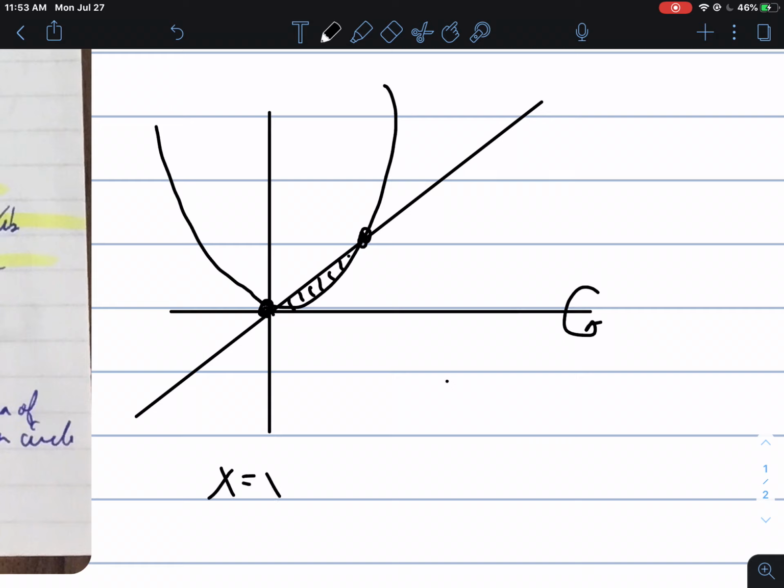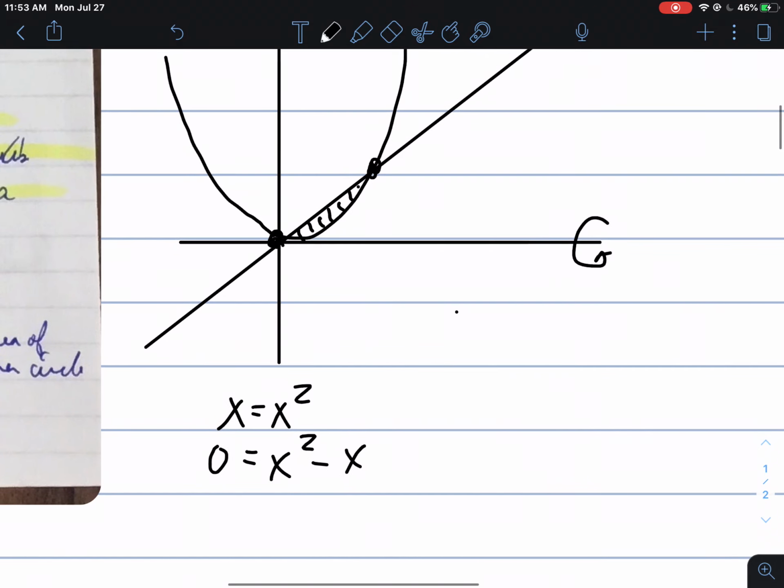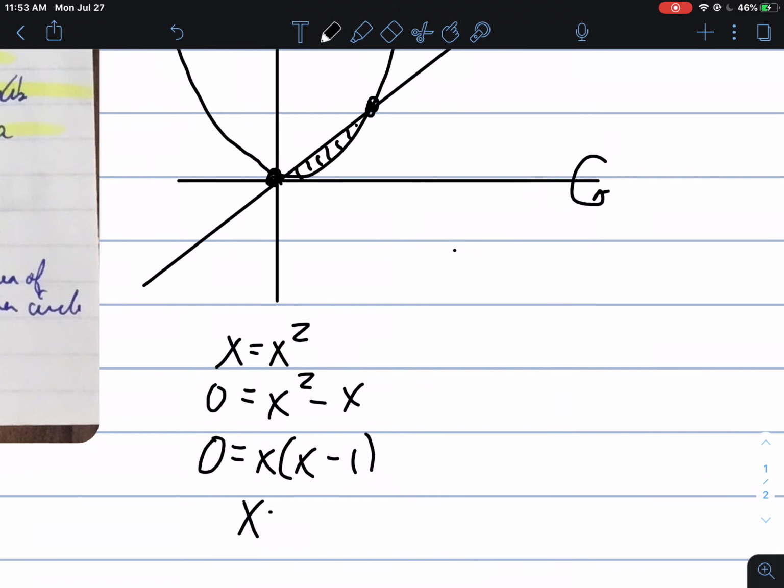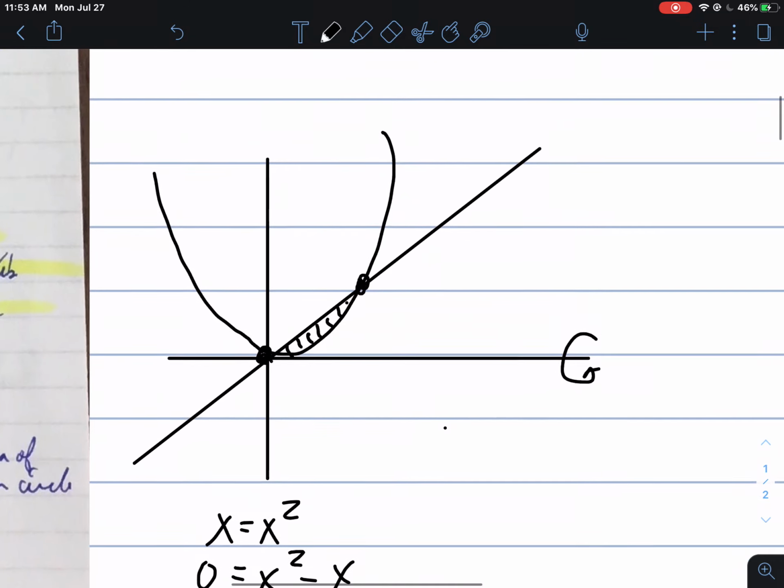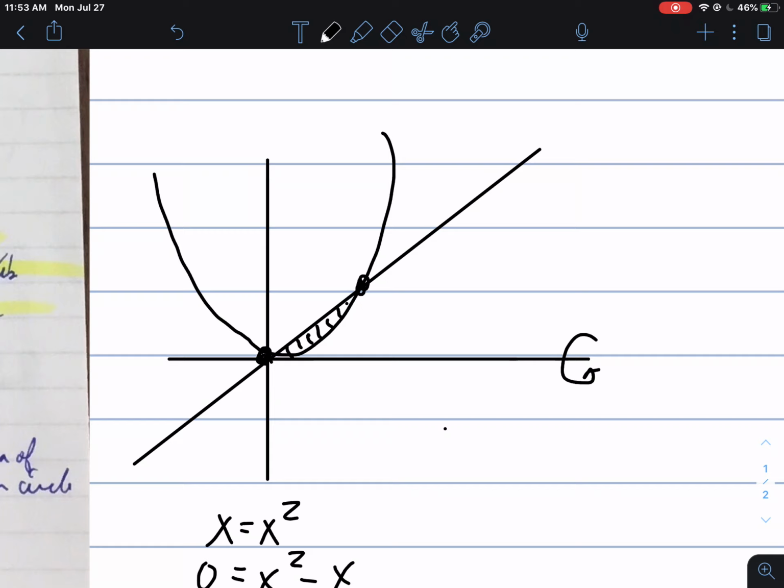Those points of intersection, x equals x squared, where is that going to happen? So we could do what? 0 equals x squared minus x. Factor out an x. And I've got x equals 0 and x equals 1. And we already knew the 0 because we could see that from the graph. But that gives me this other point of intersection, which is at 1.